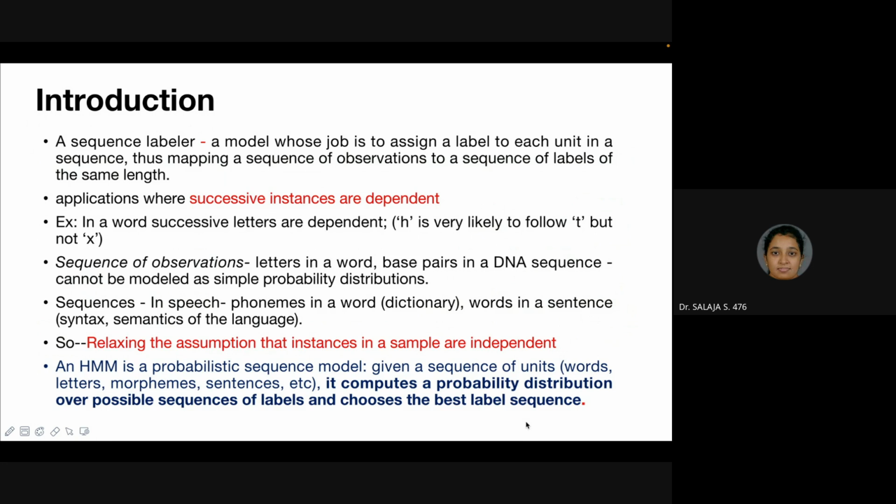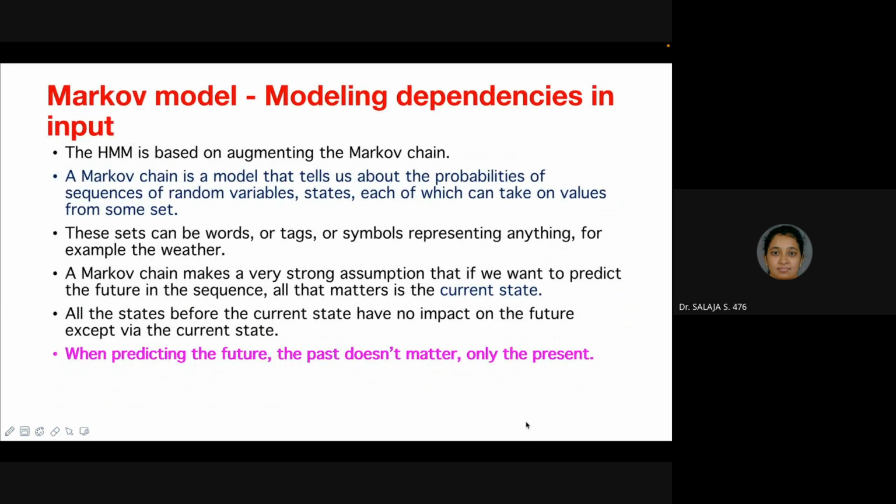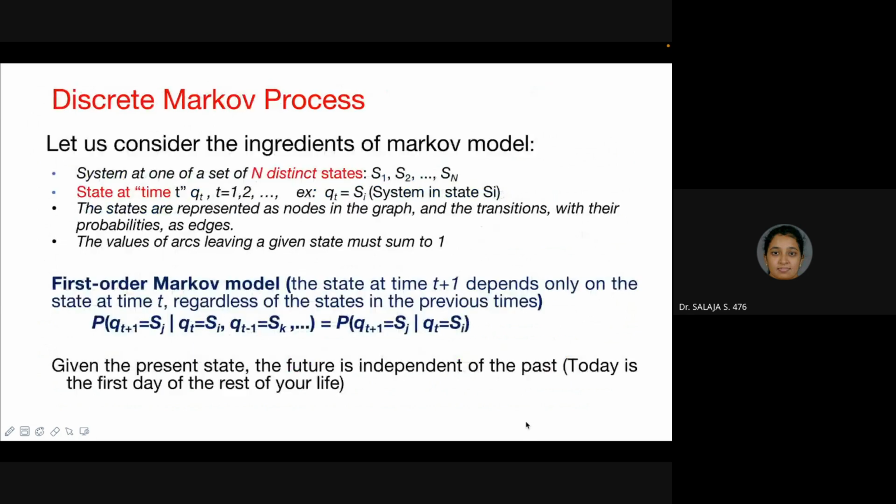In certain cases, the assumptions are taken in such a way that the successive instances are independent, but in reality, the successive instances are dependent. And therefore, Markov model helps us in modeling the dependencies. It tries to predict the future, where the past doesn't matter, but it tries to predict the future based on the current input.